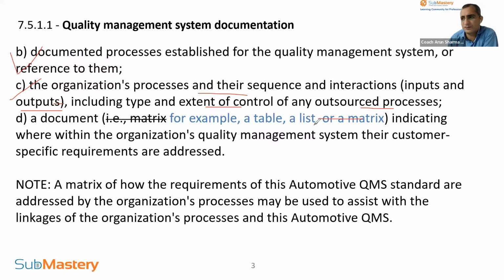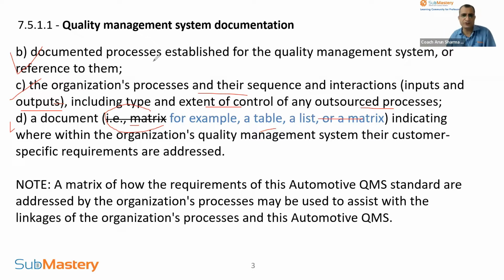What's the control? You identify what kind of control you have on the outsourced process. That you also identify, right? A document, for example, a table or list or a matrix. If the word matrix is cut, that means in the Sanctioned Interpretation, they have taken this line from the Sanctioned Interpretation. This is blue. The color blue means this has been updated in the Sanctioned Interpretation. If you don't know what a Sanctioned Interpretation is, Sanctioned Interpretations are small updates with respect to the IATF standard. Whatever is written in the Sanctioned Interpretation is something which needs to be followed.